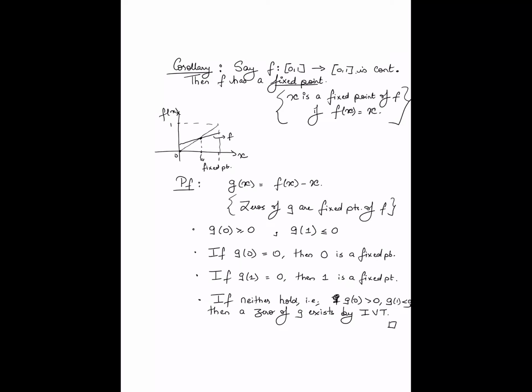So the fact that it's a continuous function on the interval [0, 1], and that it's non-negative at 0 and non-positive at 1, implies that there has to be at least one point where it is equal to 0, and that point where g is 0 is in fact the fixed point of f. So this is our first corollary of the intermediate value theorem. Now we will state a few more.